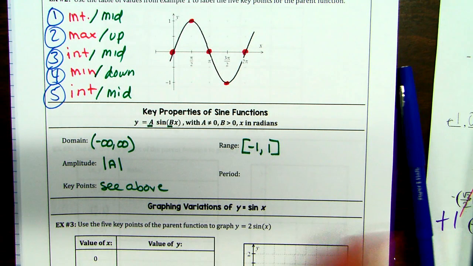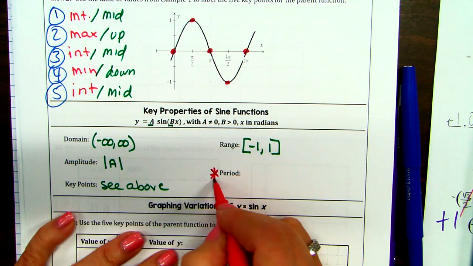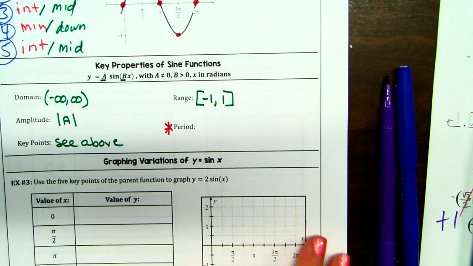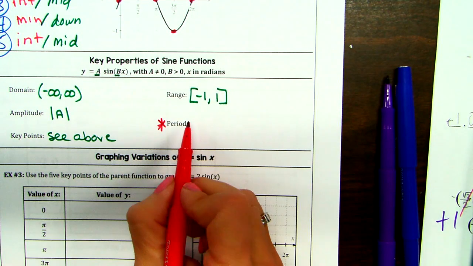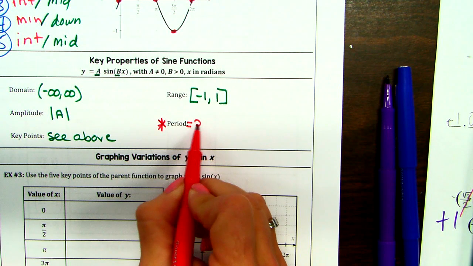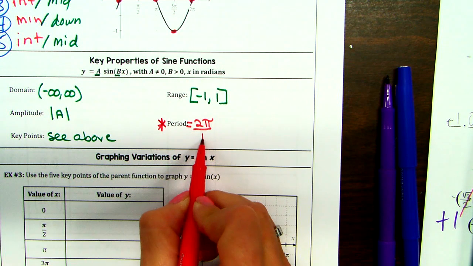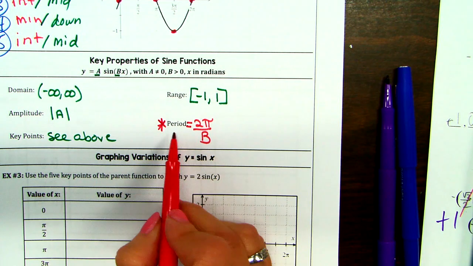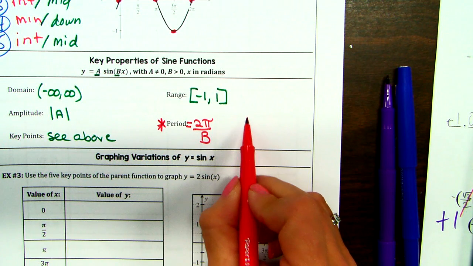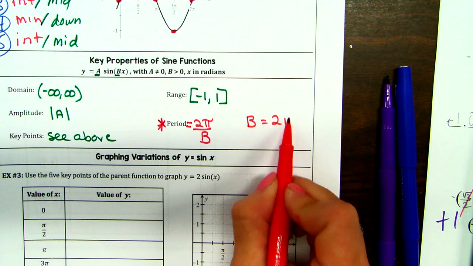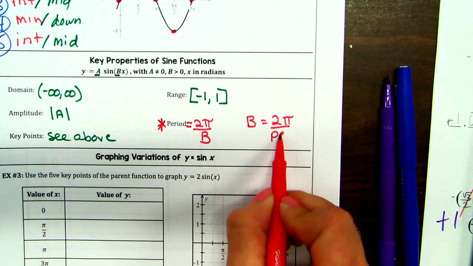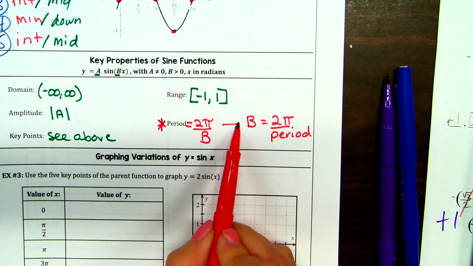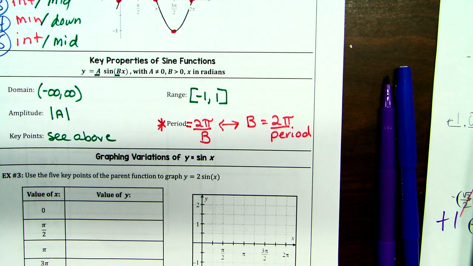Now, period. Everybody pay attention. Period is where there's a little bit of trickiness if you're not careful, but I have a great way for you to know it. The period equals, you have to know this little formula. Sometimes you're given B and you need the period. Sometimes you're given the period and you need B. So these two formulas are the same formula, just rearranged.